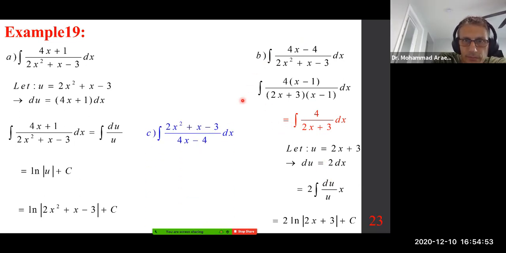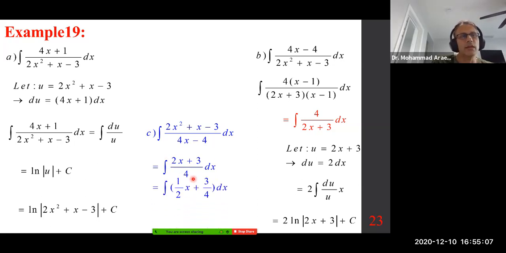Now, to show you how important it is, let's look at the reciprocal of the same expression. You write the reciprocal of the piece in red, and it doesn't require any substitution. You do 2x over 4 and 3 over 4. And this is a simple integration everybody is comfortable with, I hope. So 1/2 times x gives you 1/2 x squared. That's 1/4 x squared plus 3/4 x and a constant.